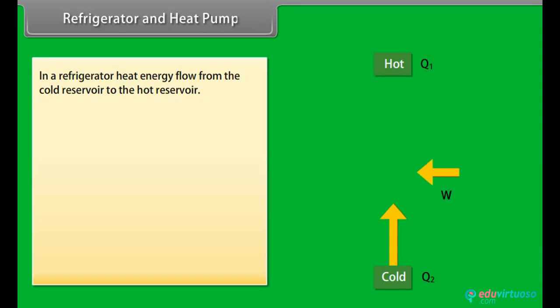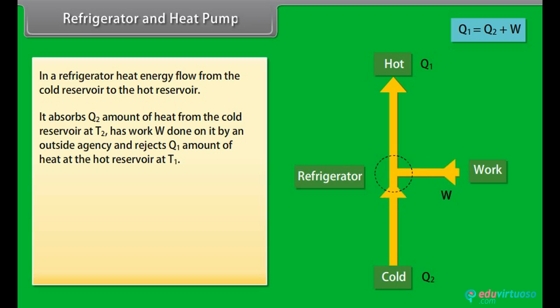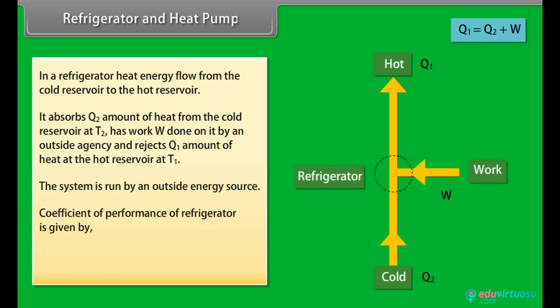Refrigerator and heat pump. In a refrigerator, heat energy flows from the cold reservoir to the hot reservoir. It absorbs Q2 amount of heat from the cold reservoir at T2, has work W done on it by an outside agency, and rejects Q1 amount of heat to the hot reservoir at T1. The system is run by an outside energy source. Coefficient of performance of refrigerator is given by alpha is equal to Q2 upon Q1 minus Q2.